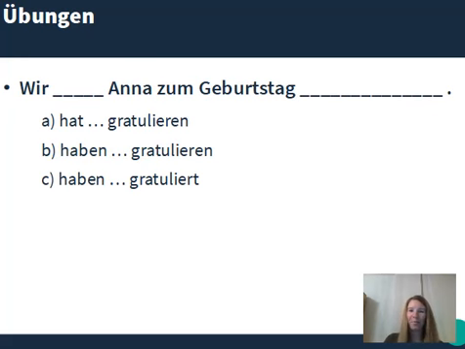Okay, Wir, A, hat Anna zum Geburtstag gratulieren. Oder B, haben Anna zum Geburtstag gratulieren. Oder C, haben Anna zum Geburtstag gratuliert. Die richtige Antwort ist C. Wir haben Anna zum Geburtstag gratuliert. I said before, the verben in ieren always get a T at the end, so it cannot be A or B.